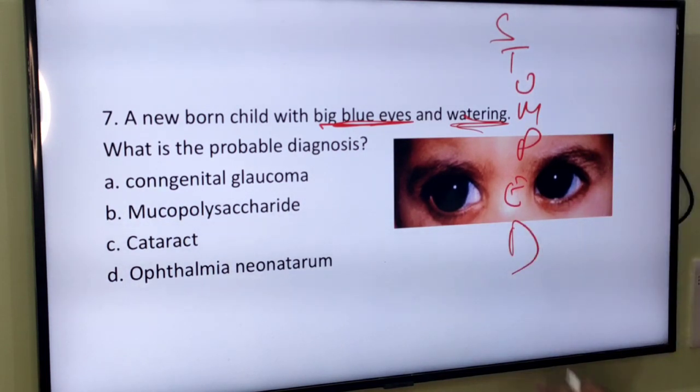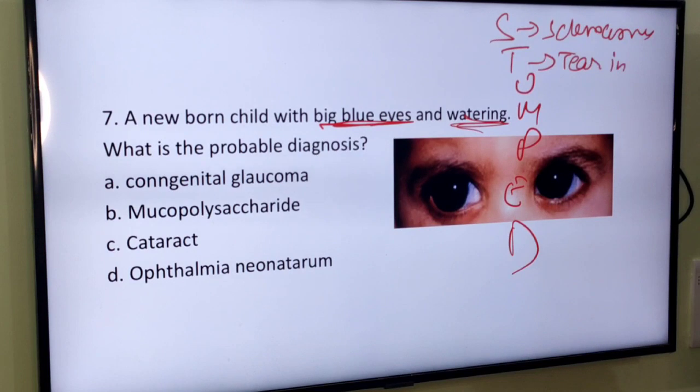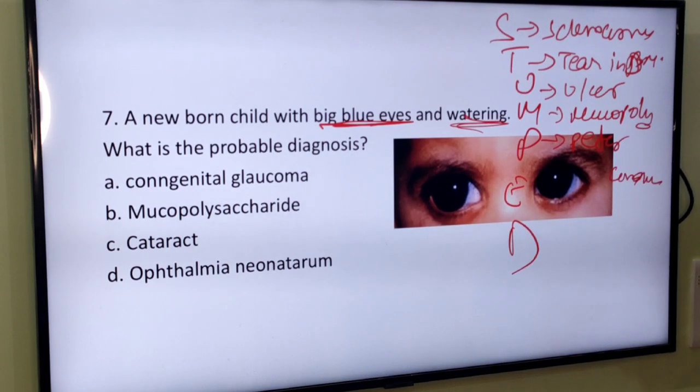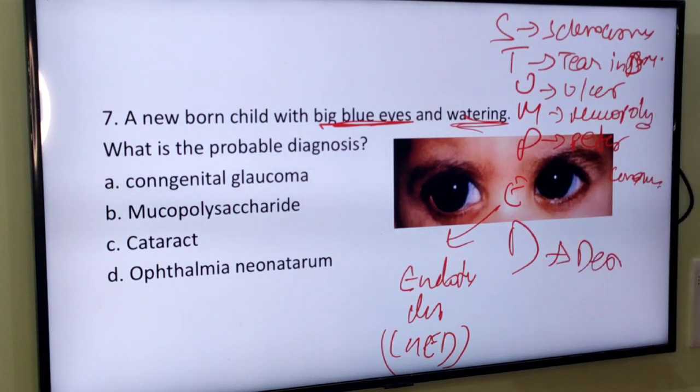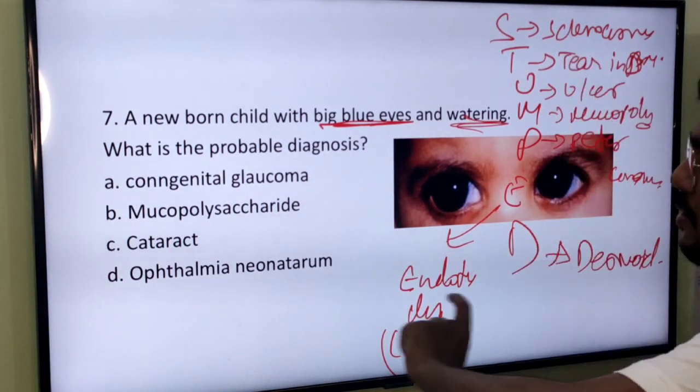STUMPED, stumped. S for sclerocornea, T for tear in basement membrane, U for ulceration, M for mucopolysaccharidosis, P for Peter anomaly, E for endothelial dysfunction, that is CHED, congenital hereditary endothelial dystrophy, and D for dermoid. So these are the STUMPED, right?